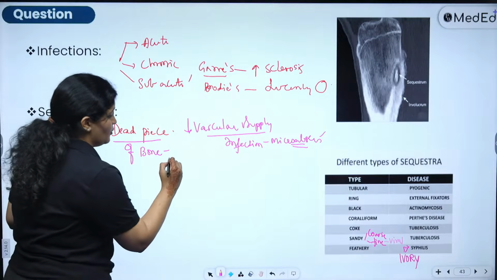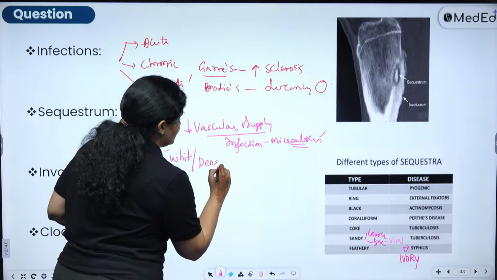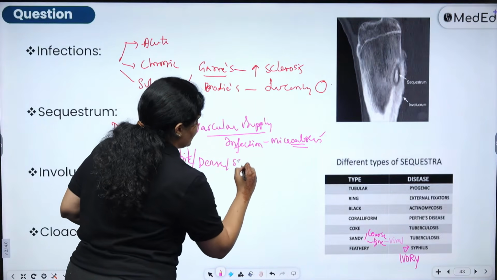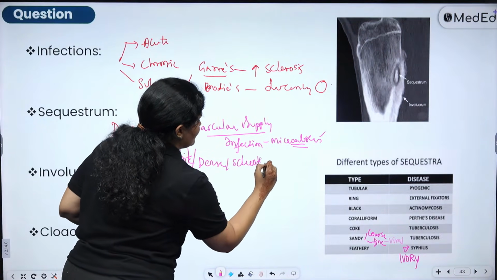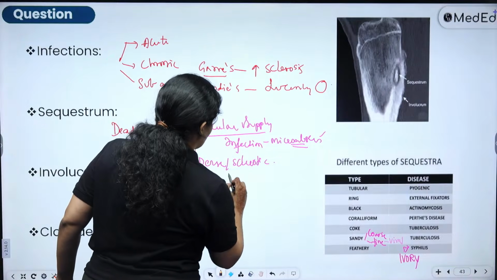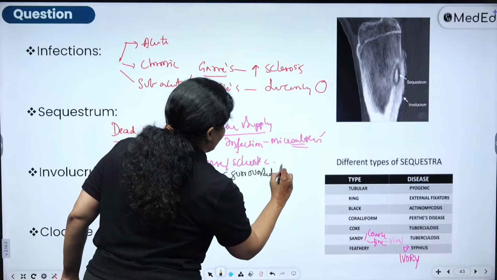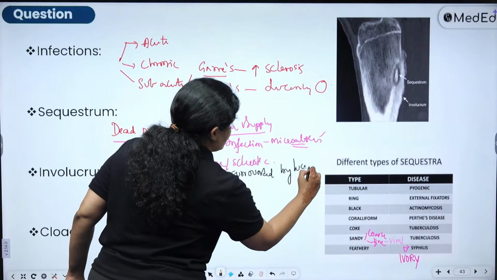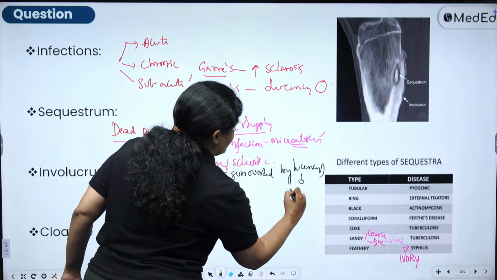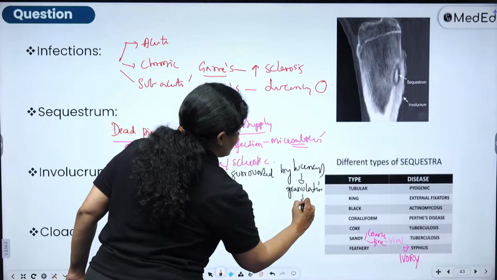So this dead bone which is white, dense and sclerotic, these are all the terminology which you can use for the sequestrum. It is white, dense and sclerotic, and it is surrounded by lucency. This you should not forget. The sequestrum is always surrounded by a lucency, and this lucency is nothing but your granulation tissue, right?